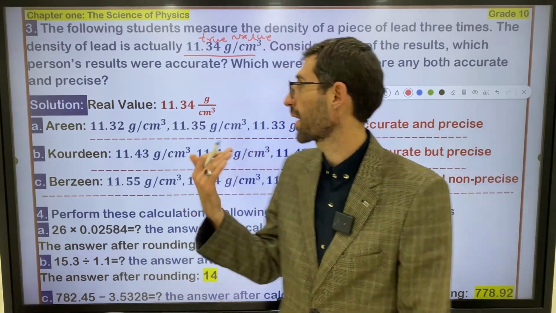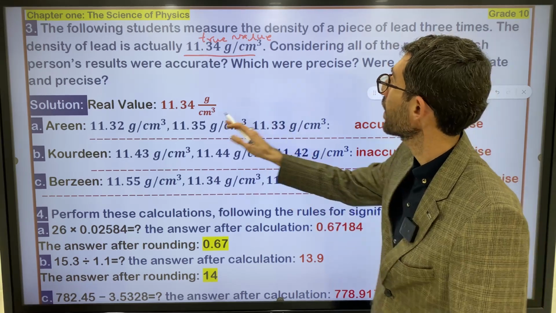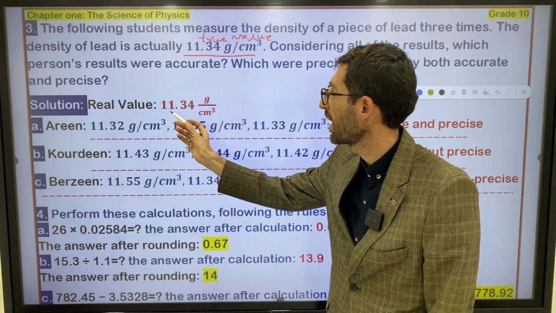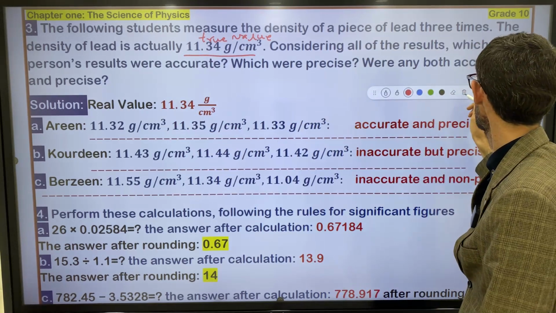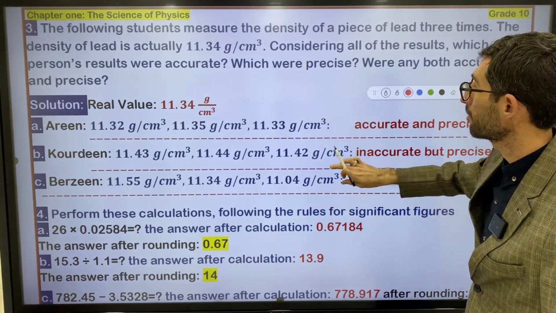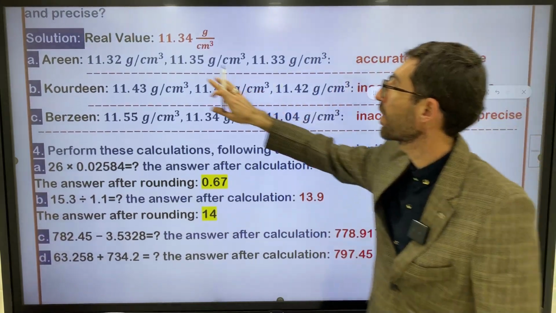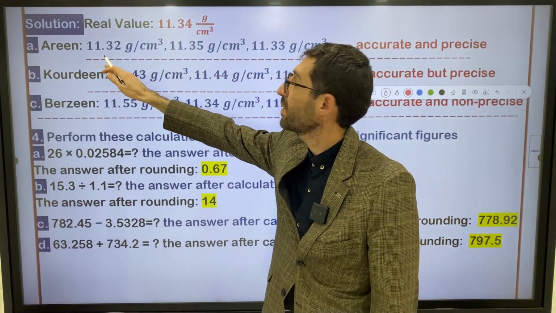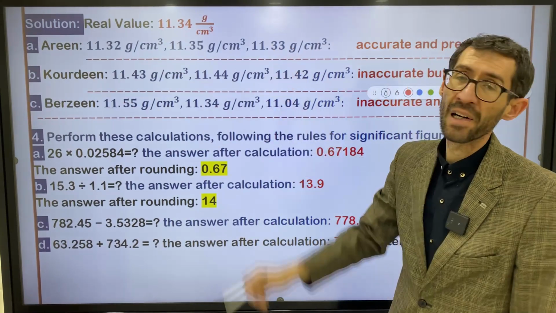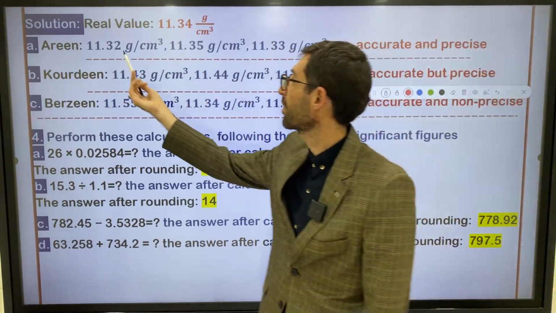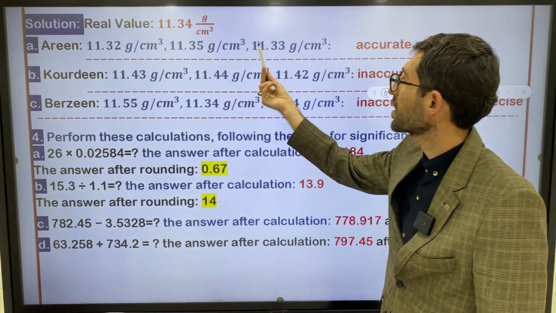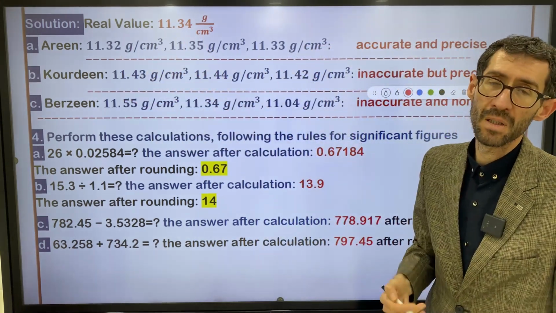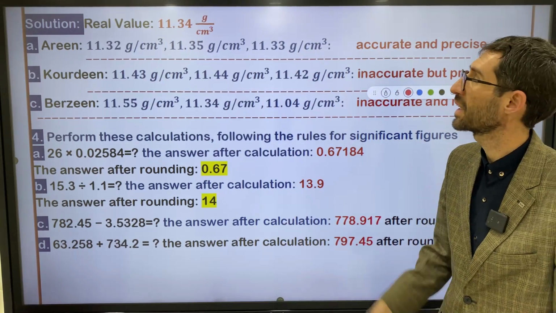Let's check them together. About the first one, the real value or true value, I isolated for you here. Right now we have the real value here. About the readings of Arin. Arin is a student. She measures some readings.